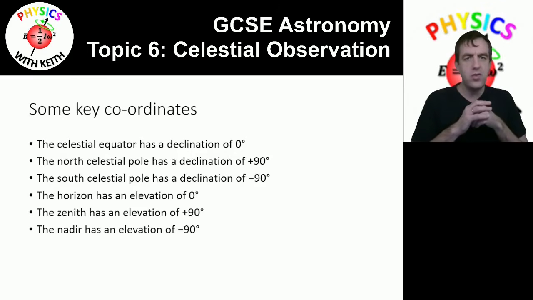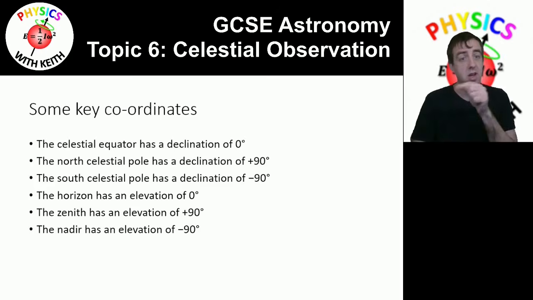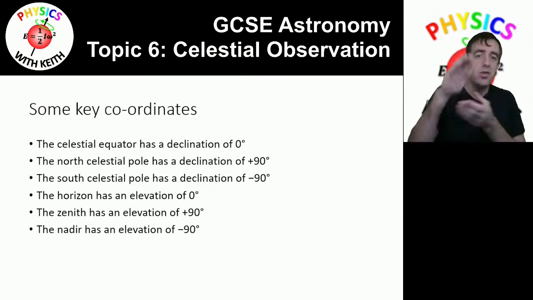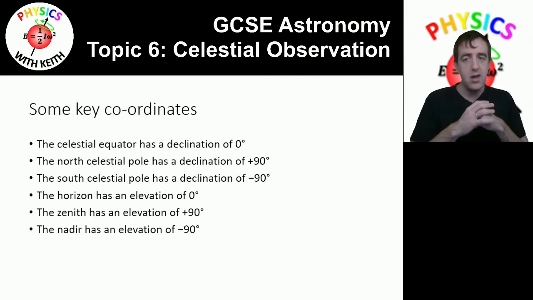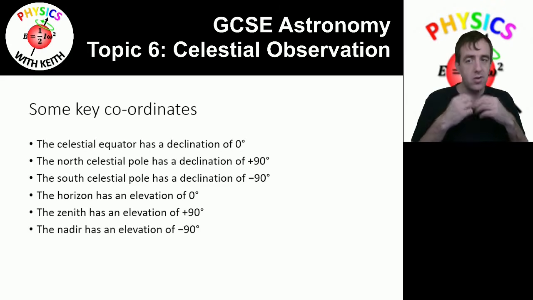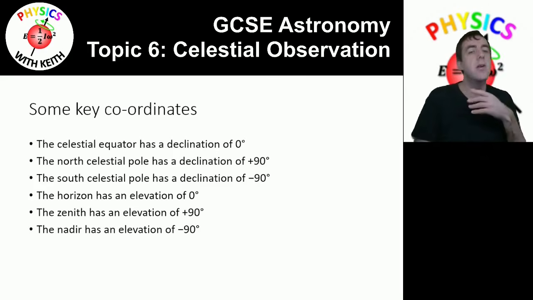So some key coordinates that are worth remembering. The celestial equator has a declination fixed at 0 degrees. If you go north, the celestial North Pole is fixed at positive 90 degrees, and we include the plus sign there. The South Celestial Pole has a declination of minus 90 degrees. And then we can see these here. The horizon has an elevation of 0 degrees. That's on the horizontal coordinate system. The zenith directly above us is 90 degrees, and the nadir directly below us is minus 90 degrees. And again, we'd use our pluses and minuses here.